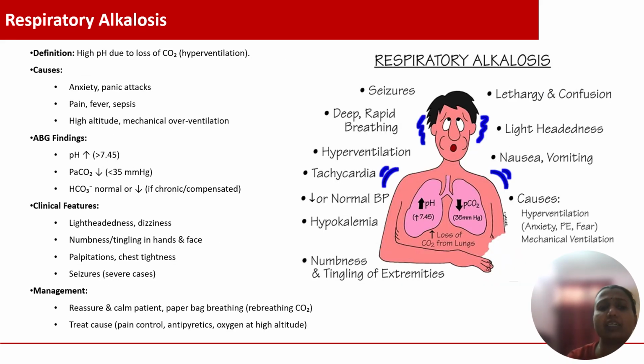This condition is just the opposite of acidosis. High pH due to the loss of carbon dioxide, hyperventilation. So what will happen? Too little carbon dioxide. In acidosis, I said there is more carbon dioxide. Here, there is not sufficient carbon dioxide in the body. High pH due to the loss of carbon dioxide. Too little carbon dioxide, blood becomes alkaline.